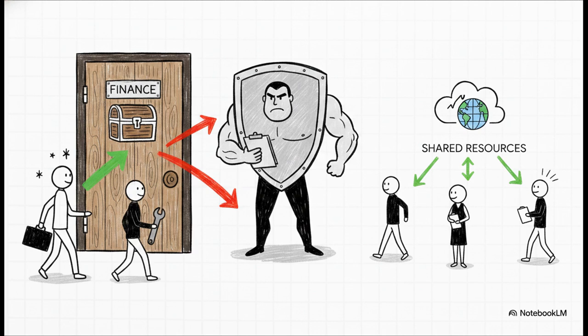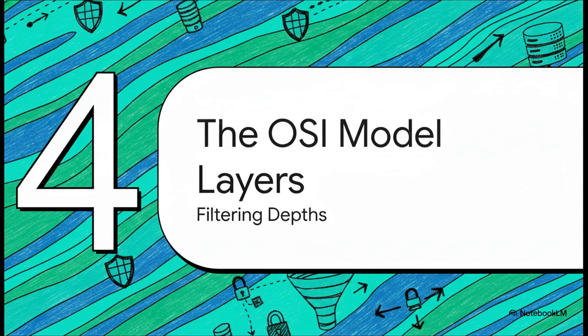But take a look at that final rule on the list. We still allow necessary general access to shared resources, so the whole company can still check their email and browse the internet, while the truly sensitive stuff stays completely locked down. Section 4, the OSI model layers.